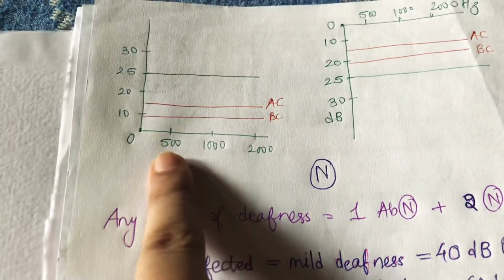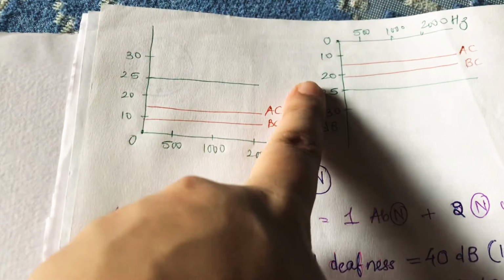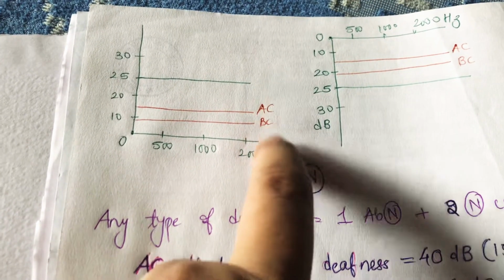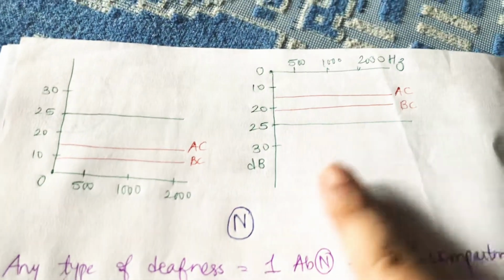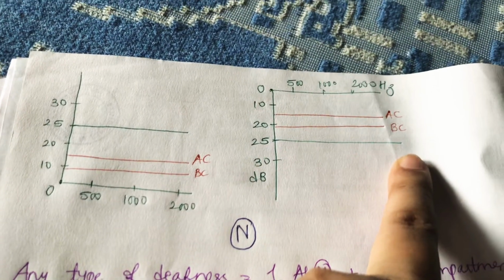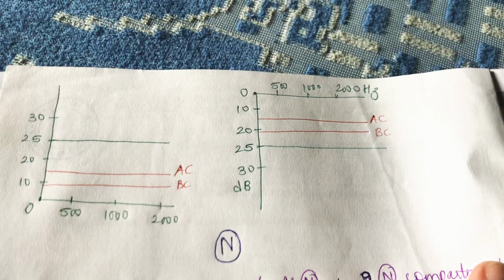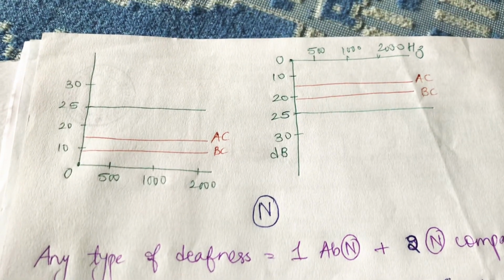So if you see this audiogram, this is hertz, this is decibel. 25 decibel is the normal cutoff or the normal threshold, and air conduction, bone conduction, both these graphs are plotted below 25 decibels. Likewise here, hertz, decibels, 25 decibels is the cutoff, and both air conduction, bone conduction graphs are plotted below 25 decibels. So this is normal hearing or normal audiogram.